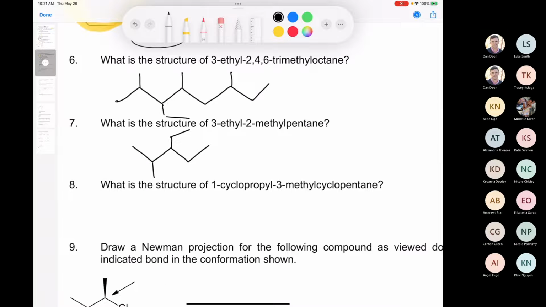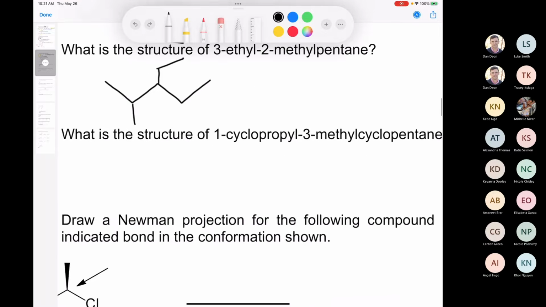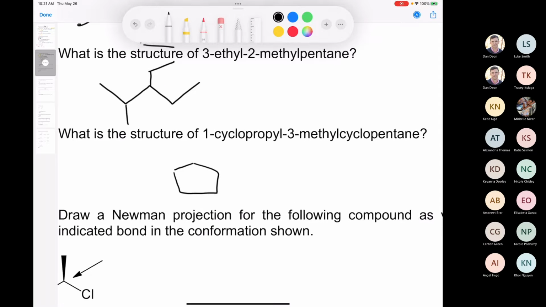Question number 8, what is the structure of 1-cyclopropyl 3-methyl cyclopentane? Our parent is cyclopentane. So let's draw a cyclopentane ring, which is nothing more than a pentagon. There's our parent. You could start numbering any carbon you want. I'll just start numbering here. We'll call this 1, 2, and 3.